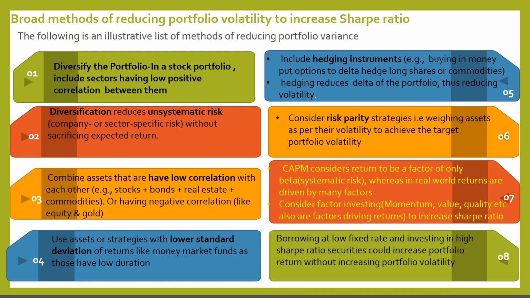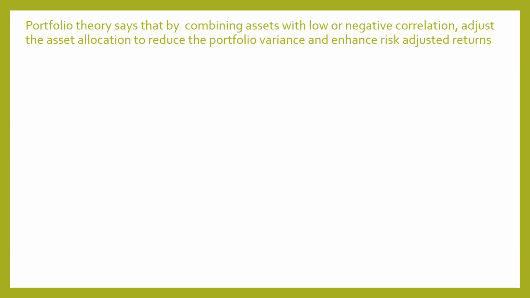Borrowing at a low fixed rate and investing in high Sharpe ratio securities could increase portfolio return without increasing portfolio volatility. Portfolio theory says that by combining assets with low or negative correlation and adjusting the asset allocation, one can reduce the portfolio variance and enhance the risk-adjusted returns.